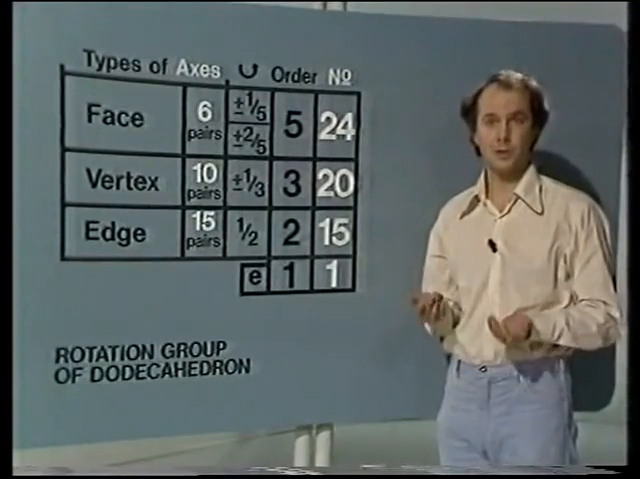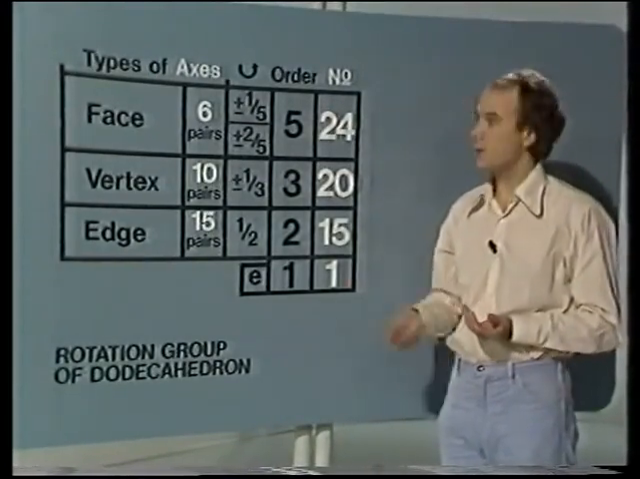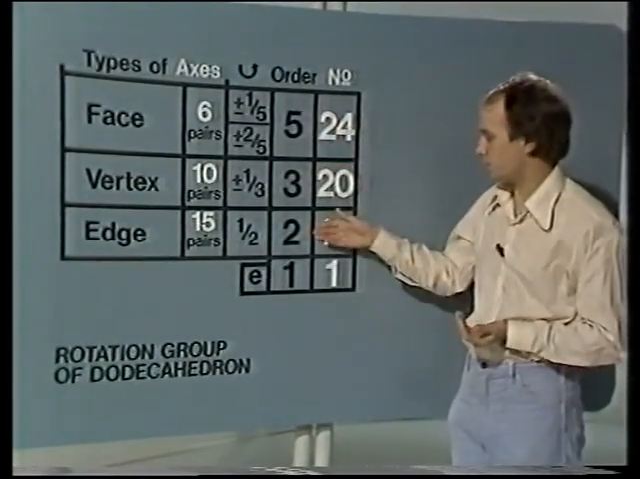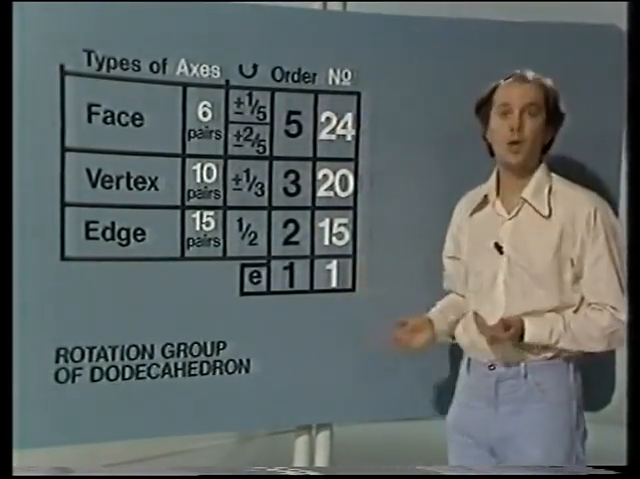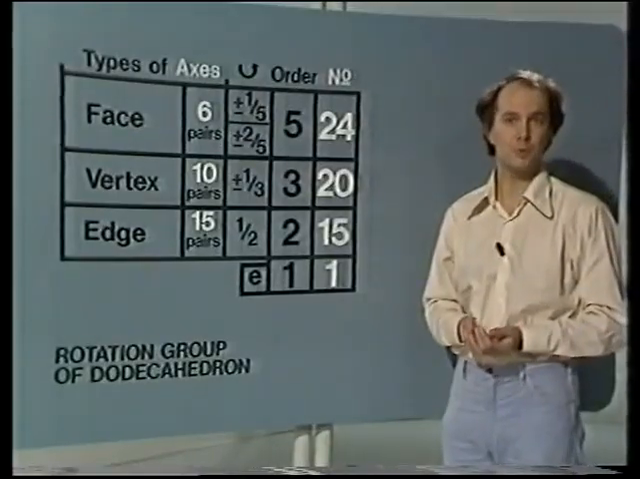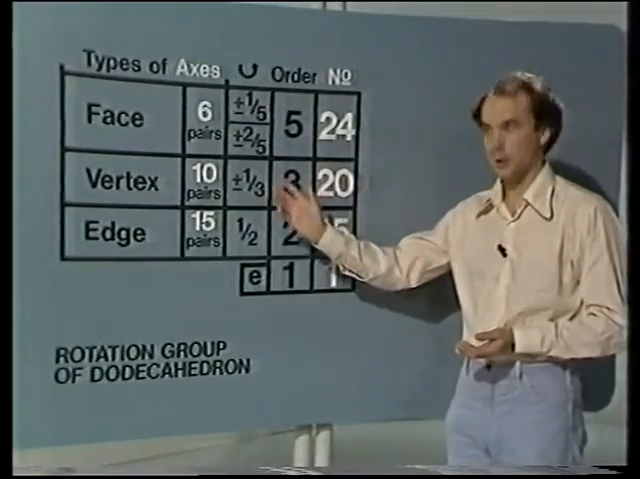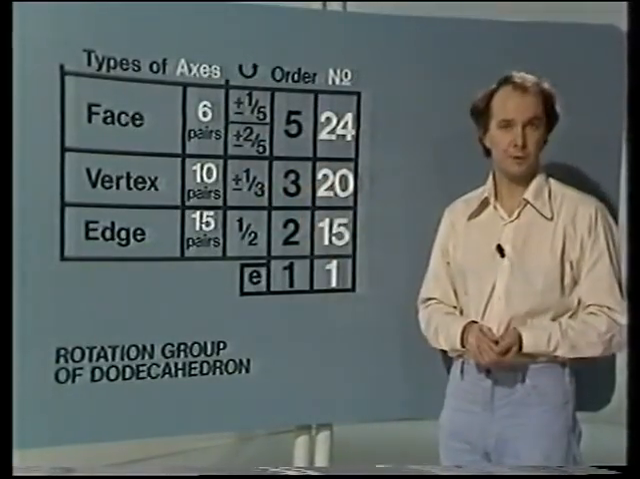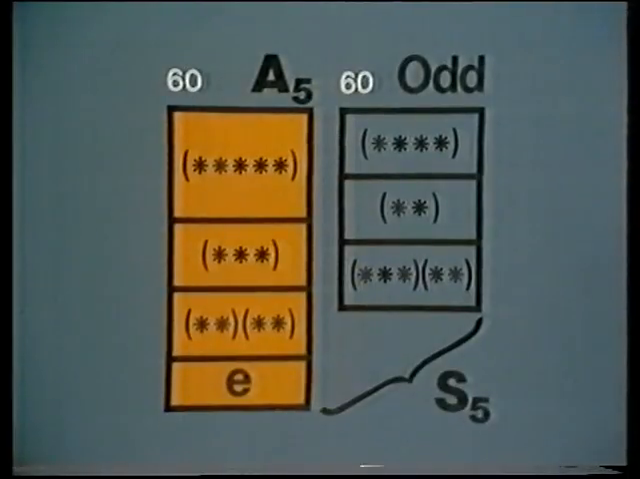We've classified the 60 elements of the dodecahedral group into 3 types of rotational symmetry plus the identity. We can now use this classification to prove what we promised at the beginning, that the dodecahedral group is isomorphic to A5. Here are the cycle types of S5, the group of all permutations on 5 symbols. And A5 consists of the 60 even permutations which have the cycle types on the left.